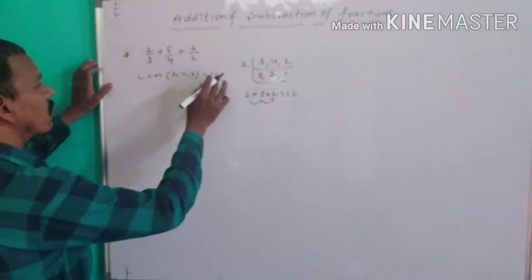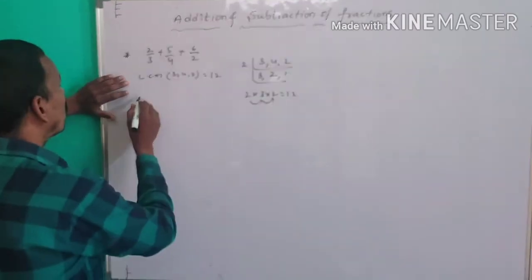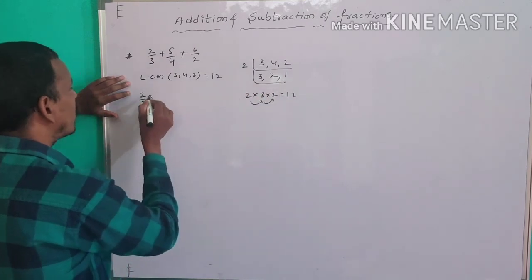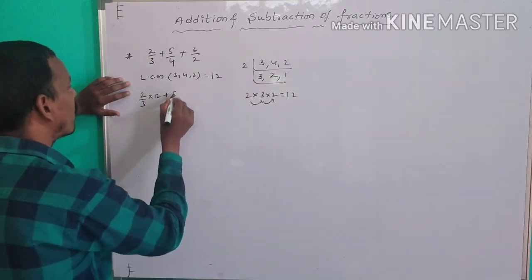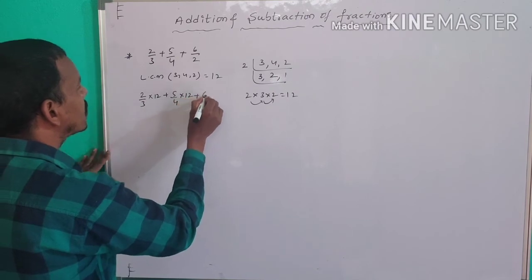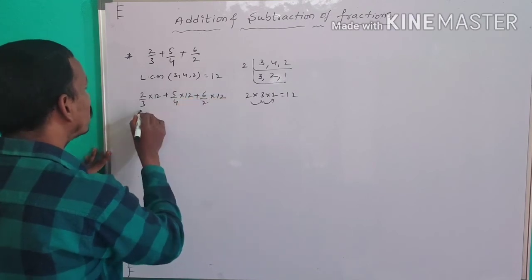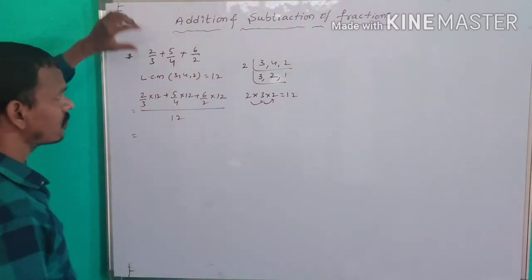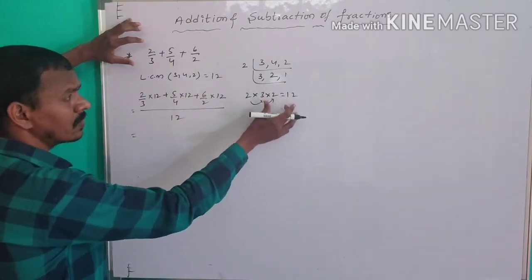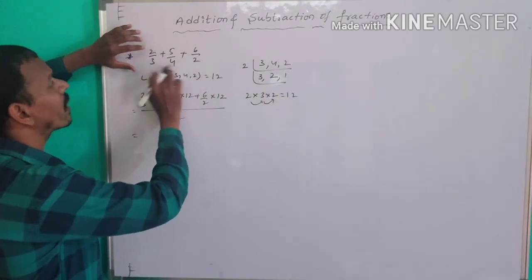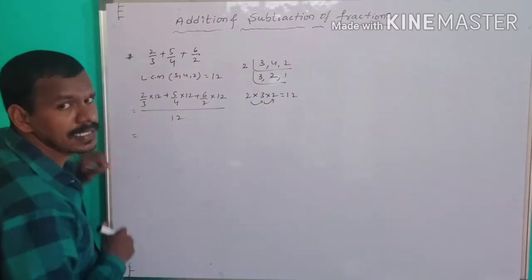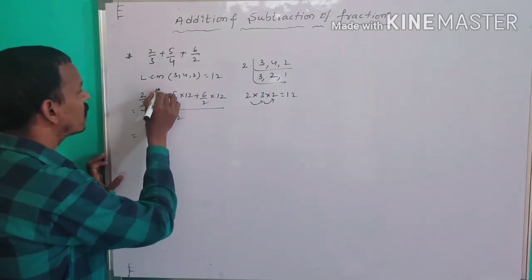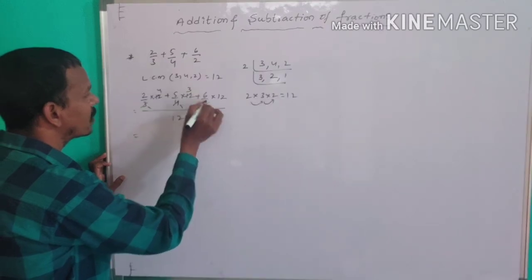So the LCM is 12. Now every fraction is multiplied with the LCM: 2 by 3 into 12 plus 5 by 4 into 12 plus 6 by 2 into 12, and the total is divided again by the LCM. The LCM is multiplied to all fractions and divided by the LCM again. Now, is there any cancellation? You should cancel.